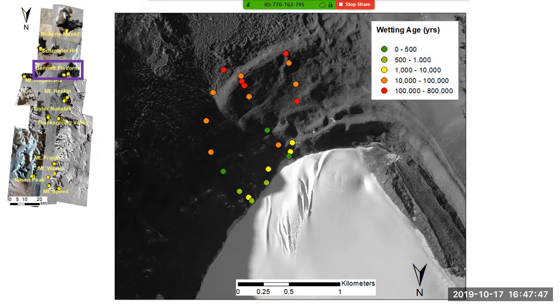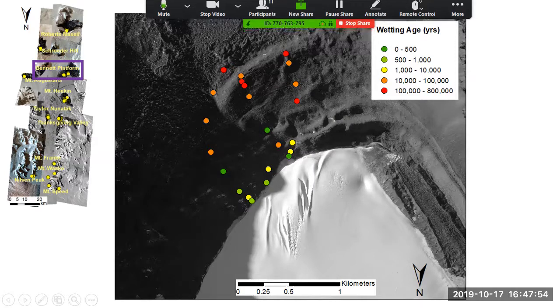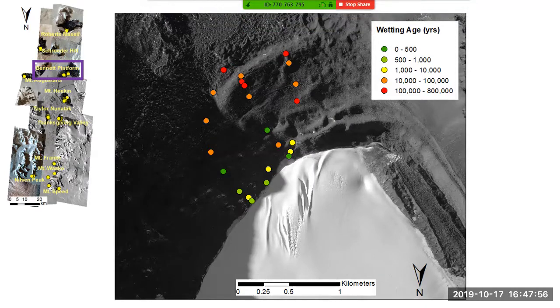And this is looking at Bennett Platform here on the left. You can see the wetting ages span from really, really young to around 800,000 years. Bennett Platform was a unique site for us. It was the only site where we could visibly see the glacial history of the area.